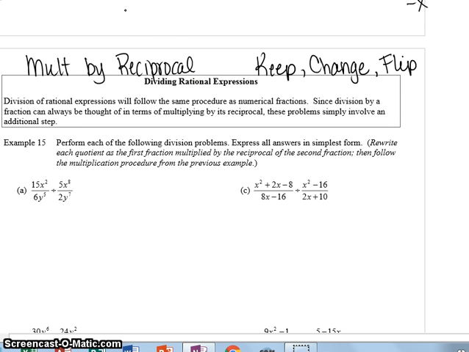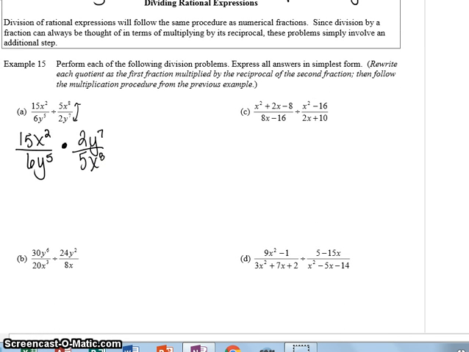Okay, so ready? You keep the first one exactly the same. And then multiply by its reciprocal. So these two get flipped. Or keep it, change the sign, and flip it. So the denominator becomes the numerator, and the numerator becomes the denominator. Now, this becomes identical to what we just did in example 14.